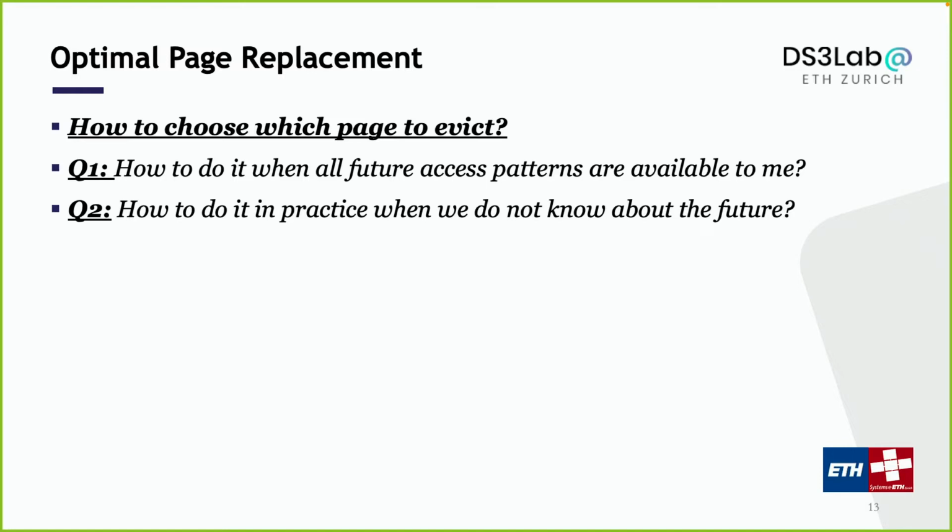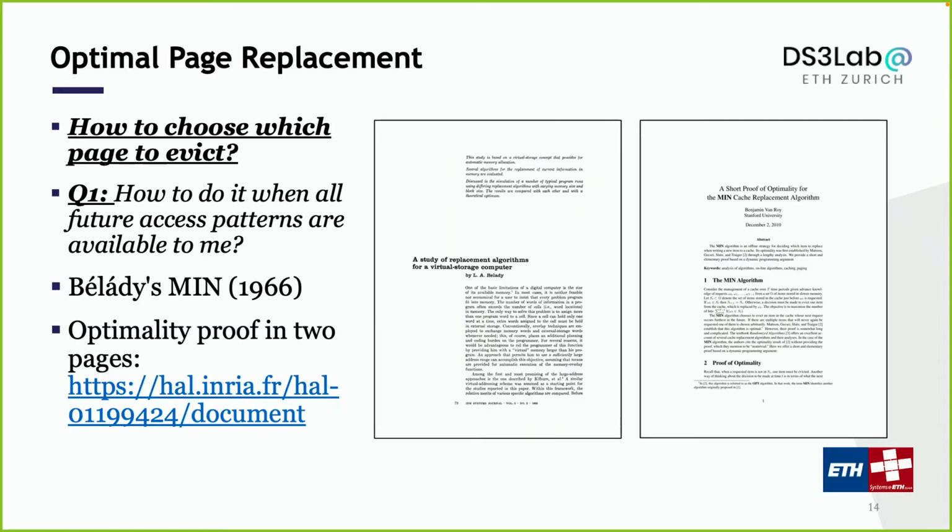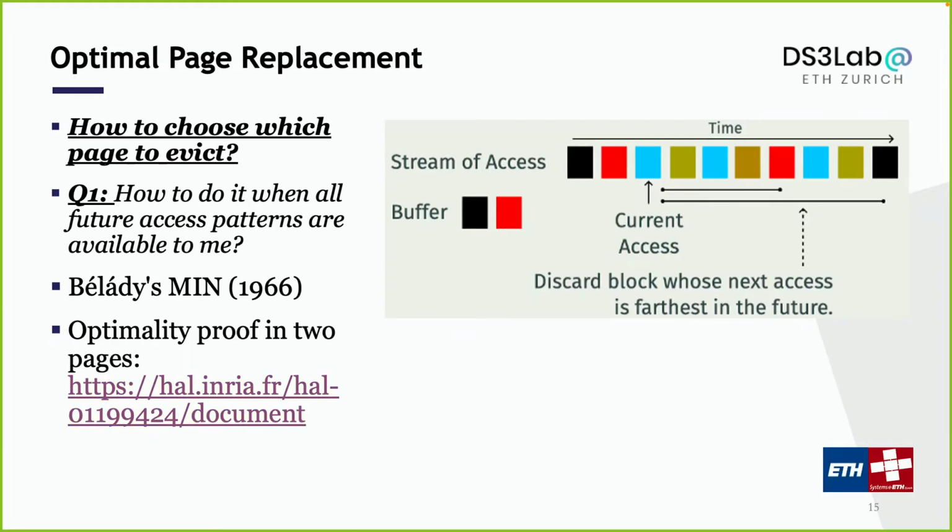It turns out the first question is actually easier to study. If I know the future access pattern, there is an algorithm from 1966 that gave you the optimal strategy for how to pick the page to evict. So it's actually not that simple. The algorithm is here, and people started to try to prove it's really optimal. The original proof is actually very long. If you are curious about why it's optimal, there's a 2-page proof that people came up with, I think 20 years ago, something like that. So it's very simple, okay? So here's how it works.